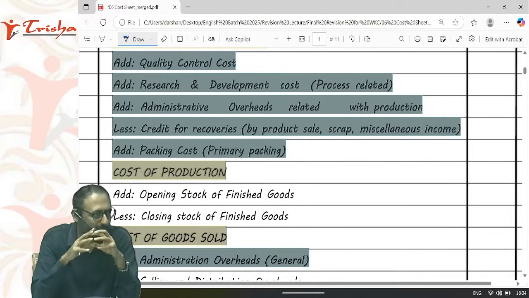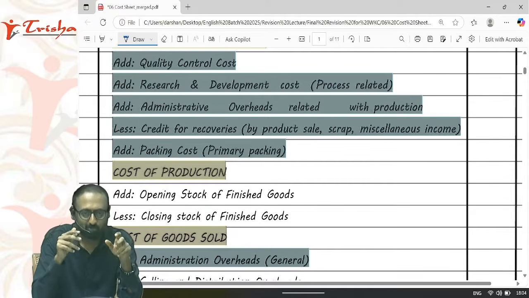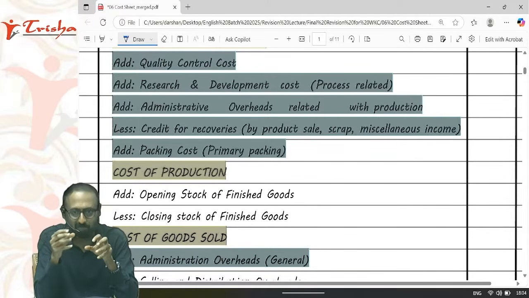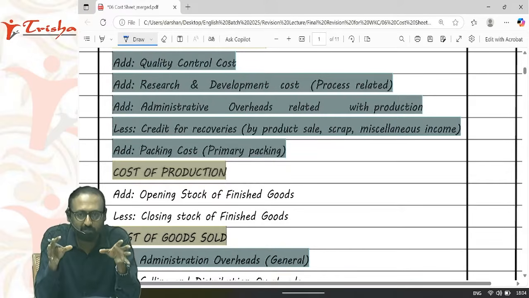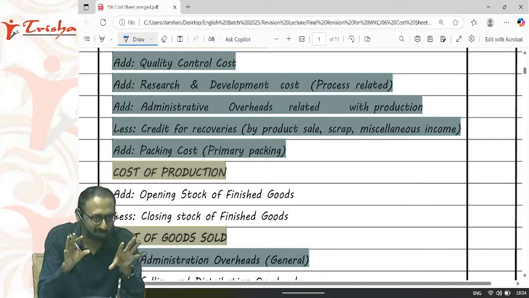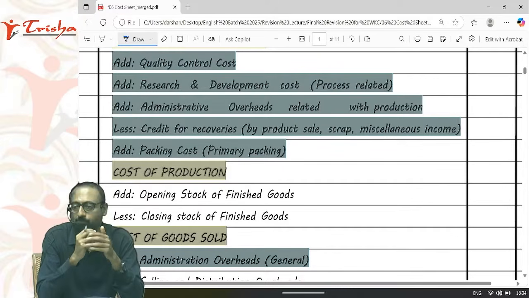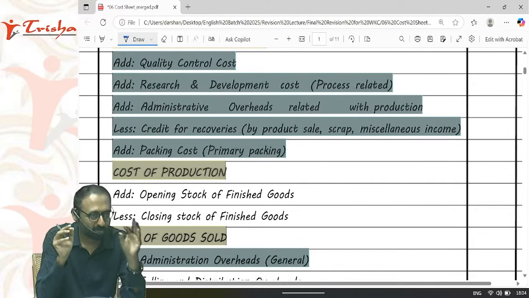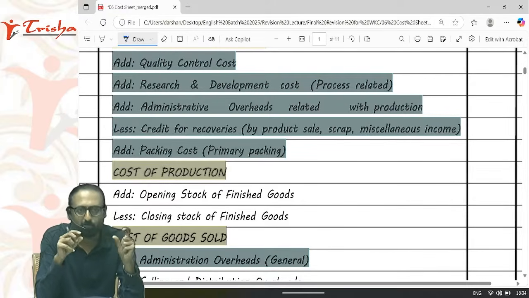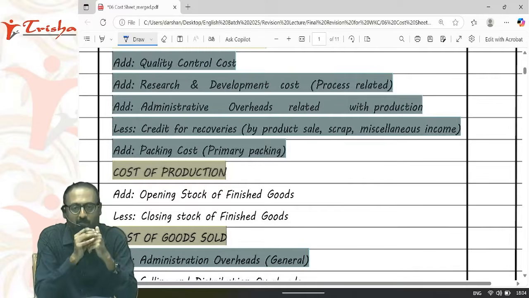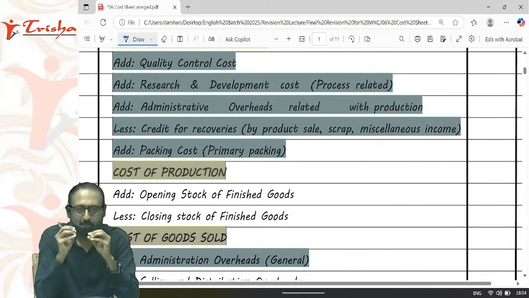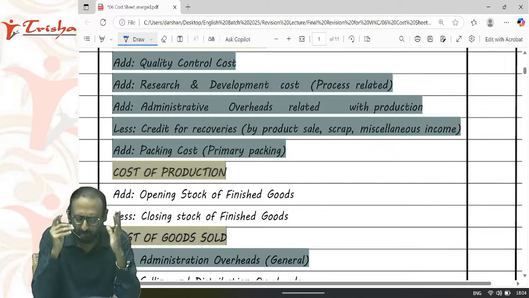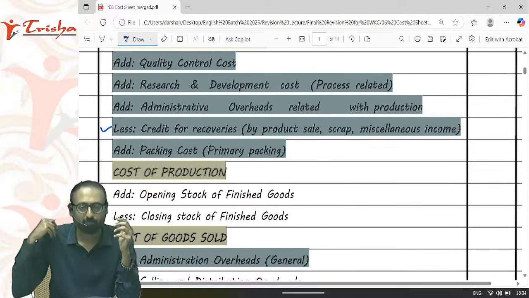In most questions, the nature of the administration overhead will be given, whether it is general or related to production. So no worries, most examples will give it. If it is not given, then you will have to assume in the examination whether it is general or production related. Next one, less credit for recoveries: byproduct sale, scrap sale, defective product sale, or any other miscellaneous income you'll have to deduct from here.